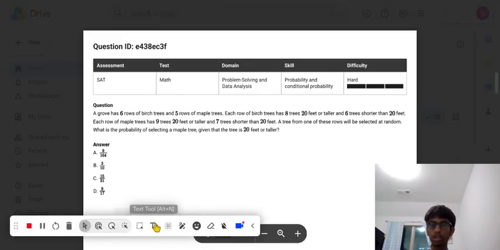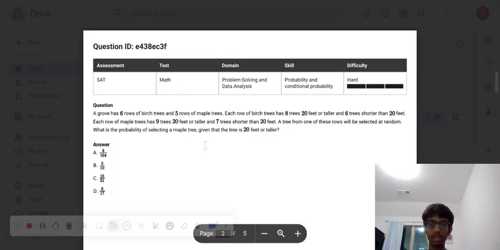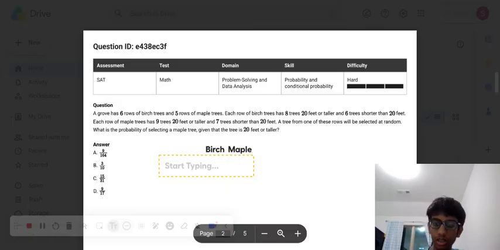Okay, so what I would suggest for these types of problems is making a table. So we have birch trees and maple trees, right? I'll remove the tree portion. And then on this side right here, we have greater than 20, and we have less than 20. Okay, so what do we know?